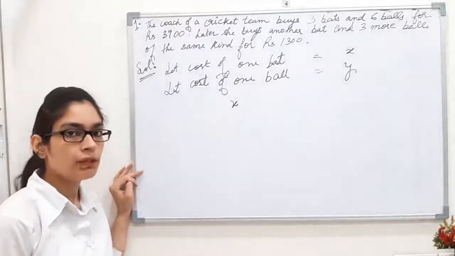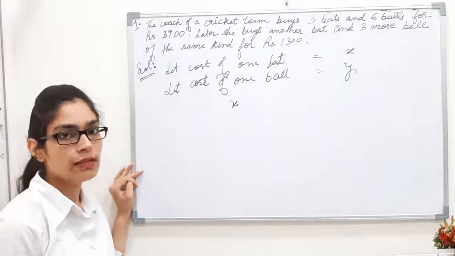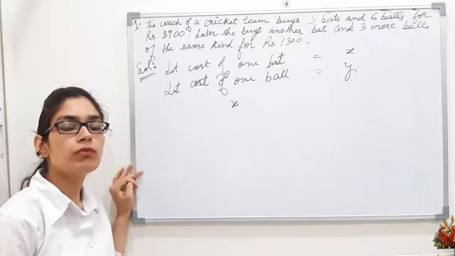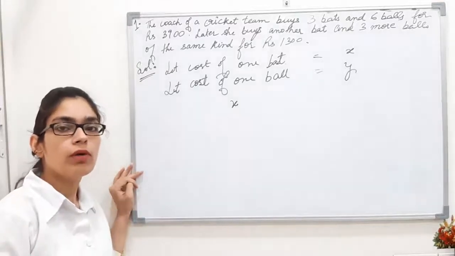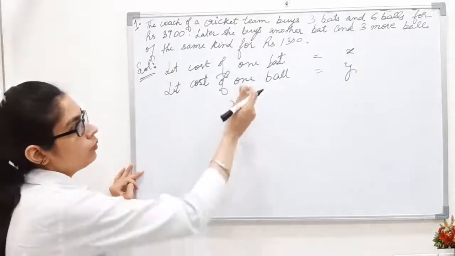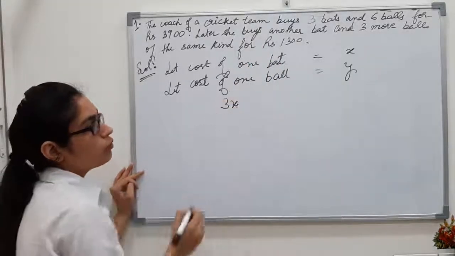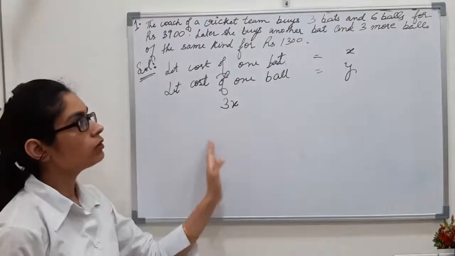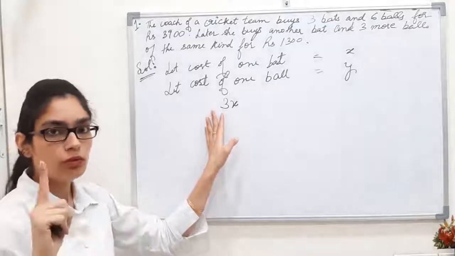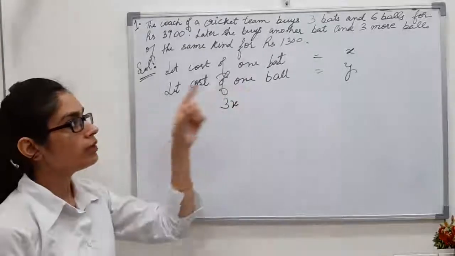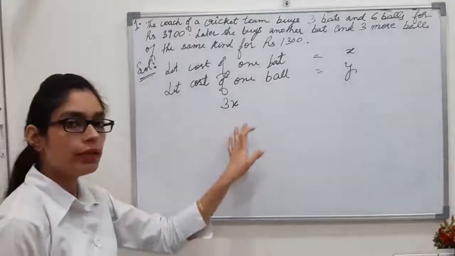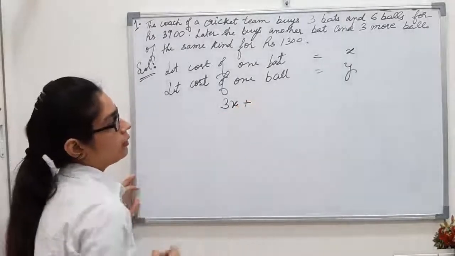Because if I am purchasing 1 pencil for ₹5, 2 pencils will be for ₹10 and 3 pencils will be for 5 plus 5 plus 5, or 3 into 5, that means 15. So if the cost of one thing is x, the cost of many things will be that number of things into the cost of one thing. So 3 bats she has purchased, that means the cost of 3 bats will be equal to 3 into x.